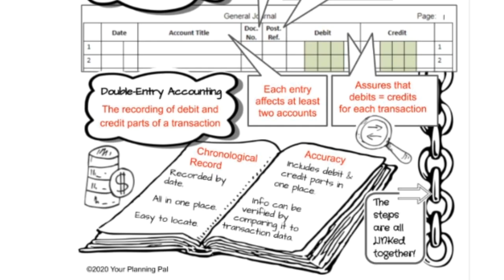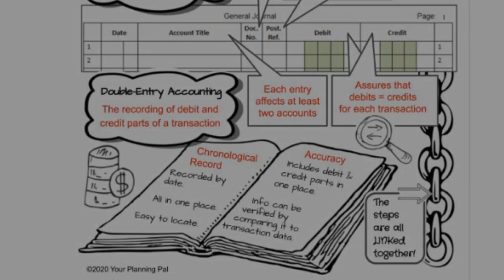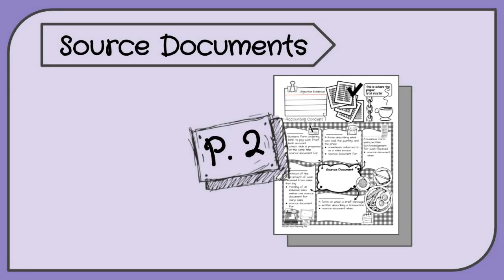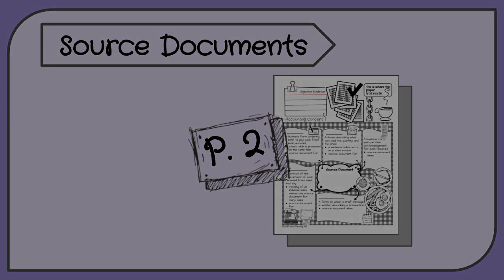So all of these steps, all through the accounting cycle, they are all linked together. So you can see our source document is included on our general journal, and that's where the paper trail starts. So it comes from our source document, and then the post ref is where it's going. It goes to the ledger. So again, they're all linked. And now moving on to page 2, which is about source documents.